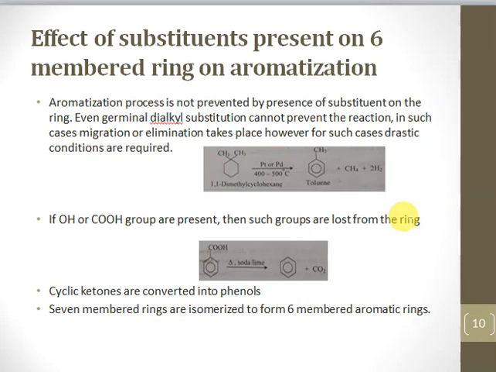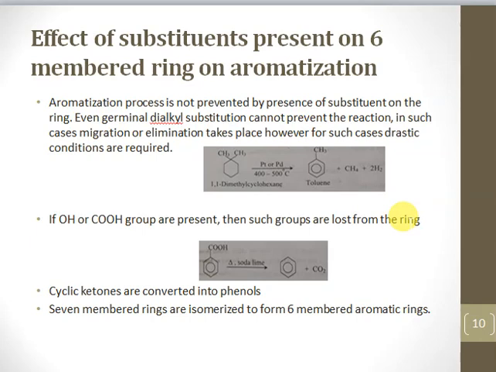right? So in brief, we can say that when we have to carry out the aromatization of a 6-membered ring, it doesn't matter whatever substituents are present. So you can just imagine that if we have dialkyl substituents at a geminal position, then in that case one of the groups may either be eliminated or it may migrate to some other position.